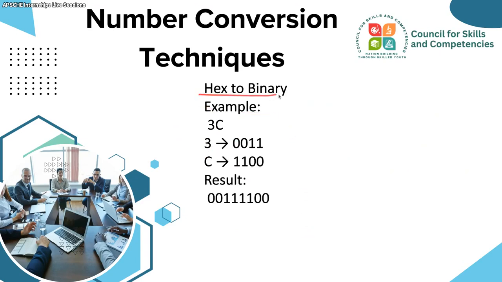Okay, now hexa to binary. These are something you need when you do programming and such kinds of things. Okay, so C is nothing but A is 10, B is 11, C is 12. So it is 1100. You write it in 4 bits. 3 you write in 4 bits.